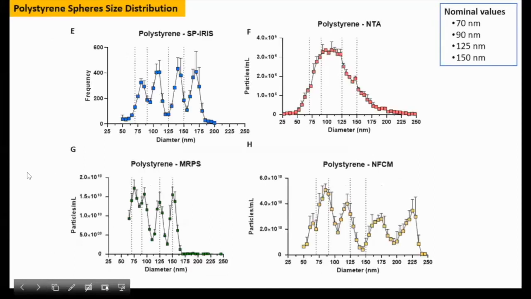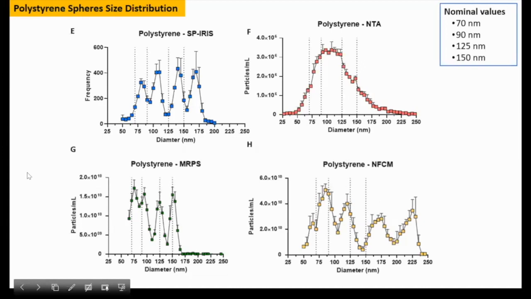I'm going to switch now to our polystyrene. In order to replicate the silica spheres to the best of our ability, given the available reagents, we mixed polystyrene spheres with nominal diameters of 70, 90, 125, and 150 nanometers to a concentration of 1e12 particles per mL, and that's what we use as our stock solution.